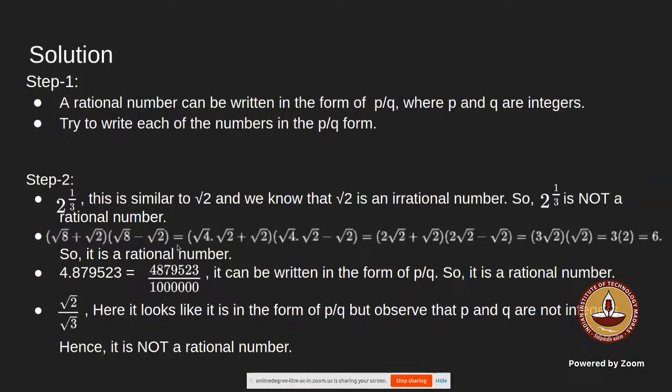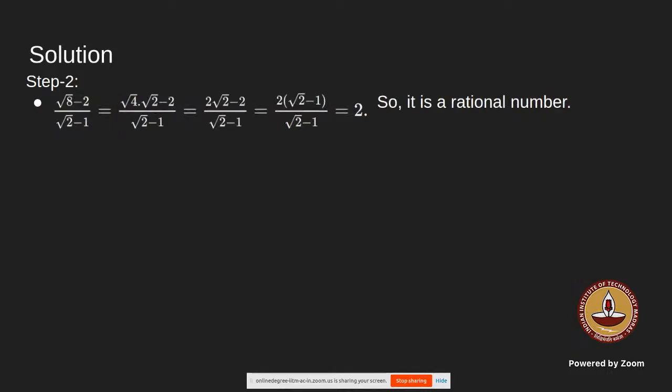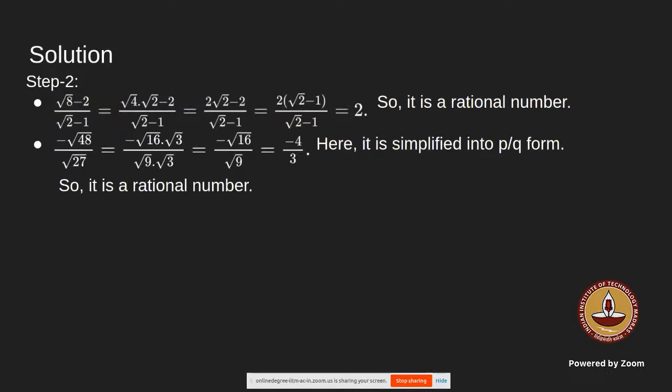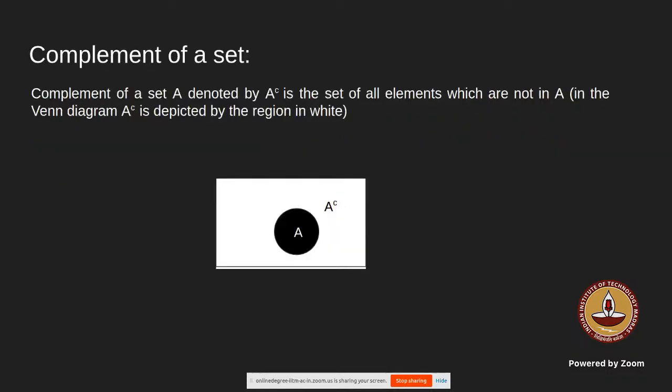Sir, if this number is like 1.333, is that rational or irrational? If it ends at 1.333, then it is rational. But if 3 continues to infinity, then it is irrational. That's how it is. So there are four rational numbers in this question. Yes, sir. Great. Now, before moving to the second problem, we have defined what is the complement of a set.